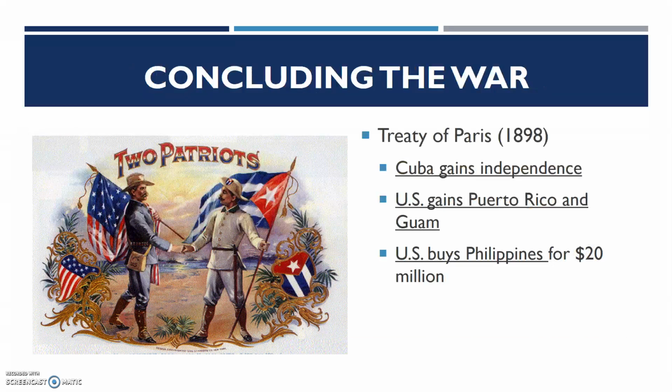So the Treaty of Paris was signed in 1898, and this treaty is going to grant Cuba its independence. As a part of this treaty, the United States will also gain some territory. They gain Puerto Rico and Guam, and they're also able to purchase the Philippines from Spain for $20 million.